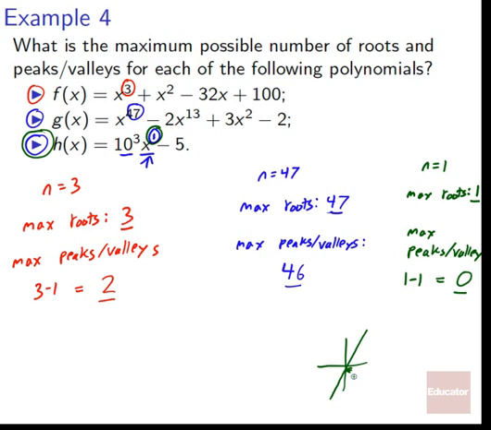So since it's a linear expression, never undulates, never has any peaks, valleys, so it never has any relative maximums, no relative minimums, and that's why we've got 0 there. Makes sense. All right, hope everything there made sense.